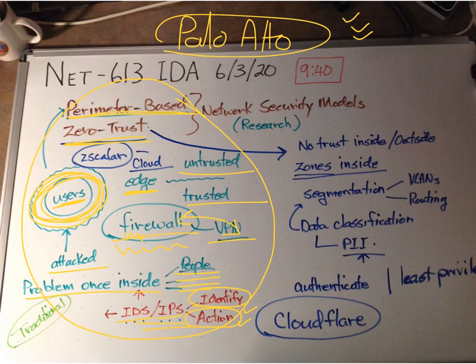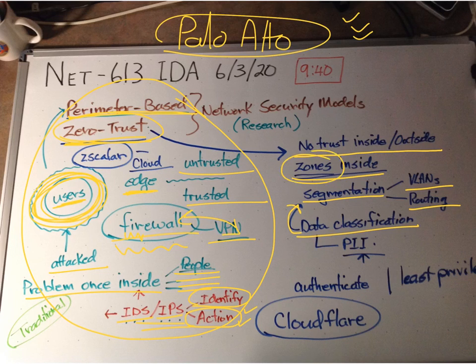So what we learned a little more about today is zero trust. No trust inside and outside. Typically we create some kind of zones, segmentation of our information. We're going to learn about VLANs and routing in terms of segmentation, classifying data, putting it into segments or zones, information that we can't let out, that's secured. We authenticate, work with least privilege. And there was a good definition at Cloudflare. And we've talked about this before.